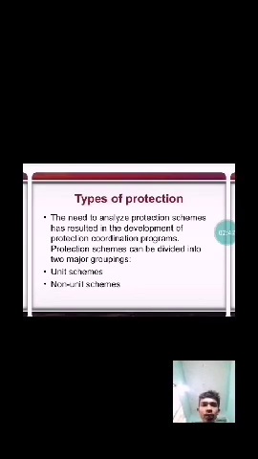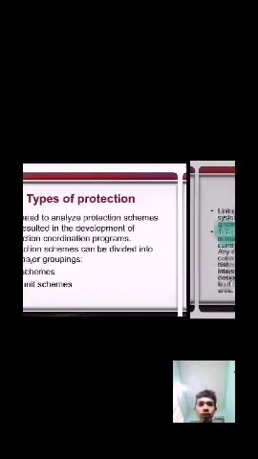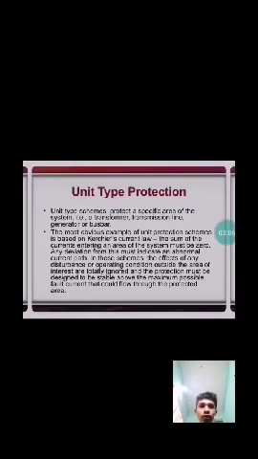The need to analyze protection systems resulted in the development of protection coordination and programming, and protection systems are divided into two major groupings. First one, unit schemes, and second, non-unit schemes. Unit type of protection. Unit type schemes protect a specific area of the system, such as transformers, transmission lines, generators and bus bars.